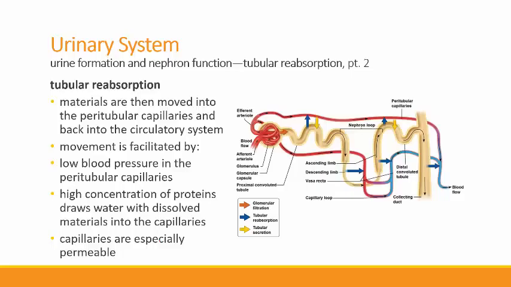And this movement is facilitated in a couple of ways. First off, recall that the blood that comes in through the afferent arteriole is going to have high blood pressure because of the backup here in the glomerulus. But the blood that leaves the glomerulus through the efferent arteriole is going to have relatively low blood pressure. And so this low blood pressure makes it easier to draw things back into these capillary networks.